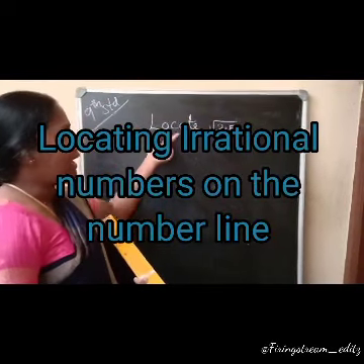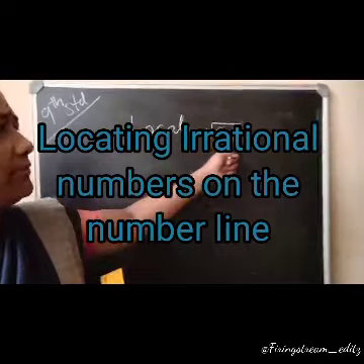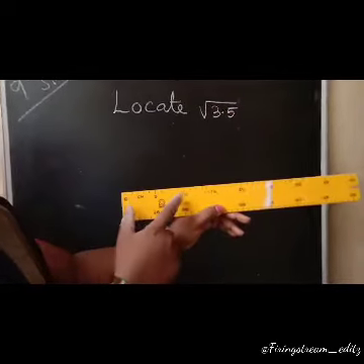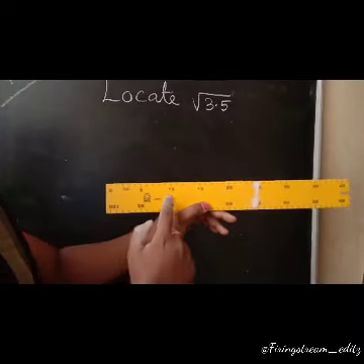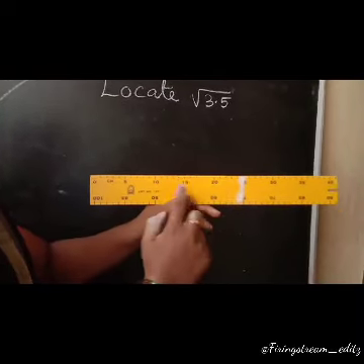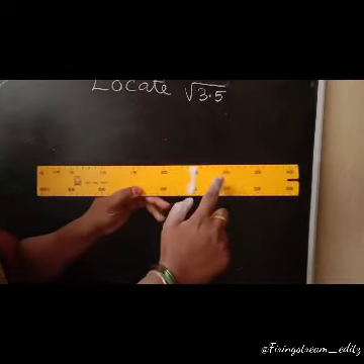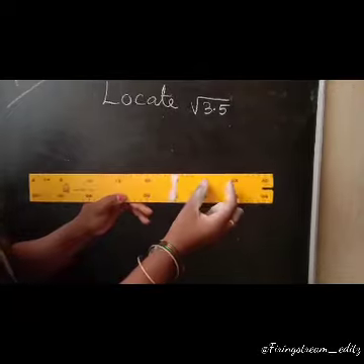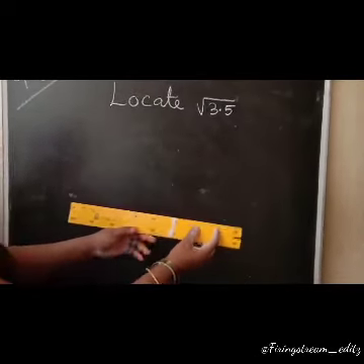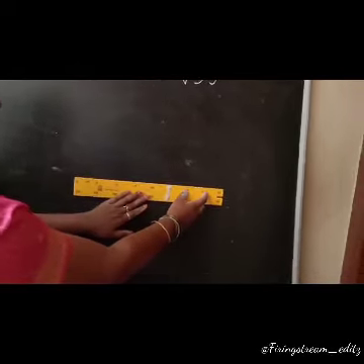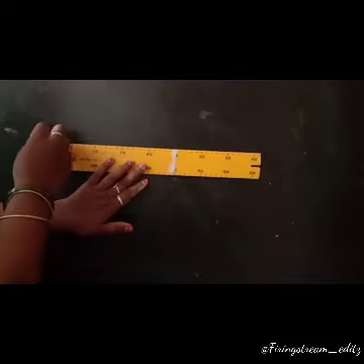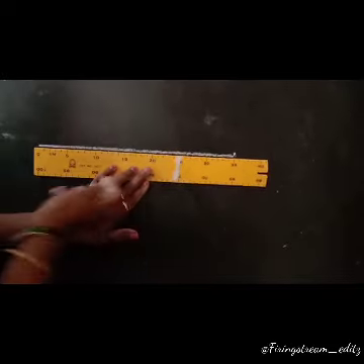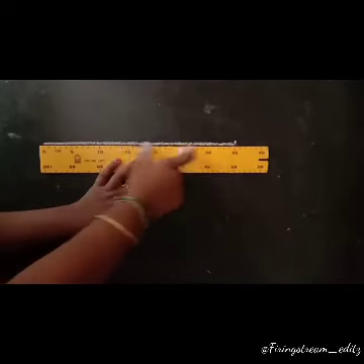Today we'll see locating square root of 3.5 on the number line. Let us assume here 0 to 10 is 1 unit, 10 to 20 is second unit, 20 to 30 is third unit. So this 0.5 will take 30 to 35. So we have to draw the line from 0 to, in my scale, from 0 to 35. So this is first unit, second unit, third unit.